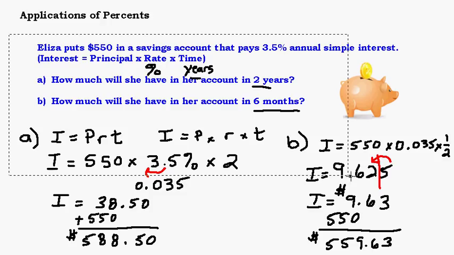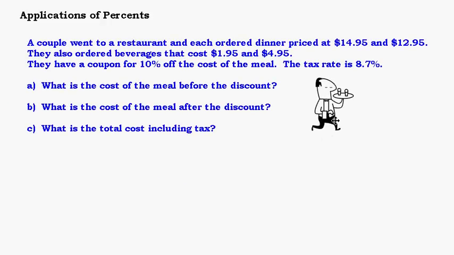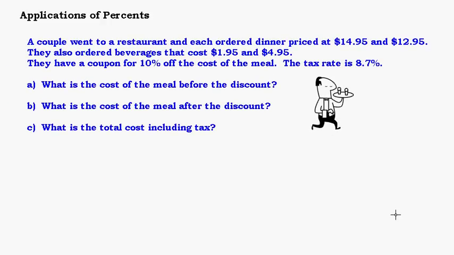Let's look at one more example. A multi-step problem, but a very familiar situation. A couple went to a restaurant and each ordered dinner. They were priced at $14.95 and $12.95. They also ordered beverages that cost $1.95 and $4.95. They have a coupon for 10% off the cost of the meal, and the tax rate is 8.7%. Now, when we say the cost of the meal, that's the total cost, so that includes the beverages as well.